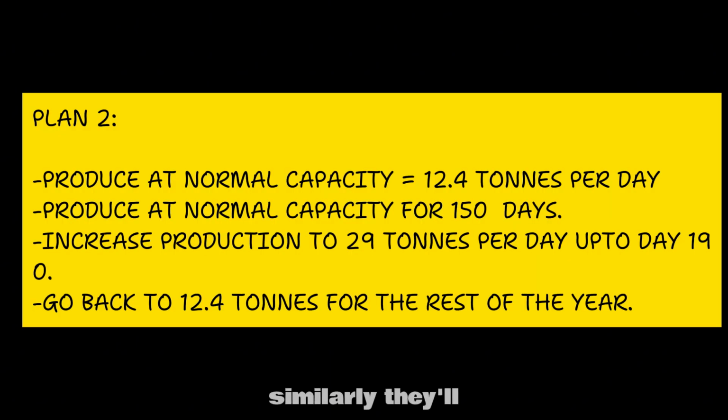Now let's go to plan 2. Similarly, they'll start with a normal capacity of 12.4 tons per day. For the first 150 days, they'll produce at this level. Then, they'll increase production to 29 tons per day using overtime and some temporary staff. After day 190, they'll reduce production back to 12.4 tons per day for the remainder of the year.